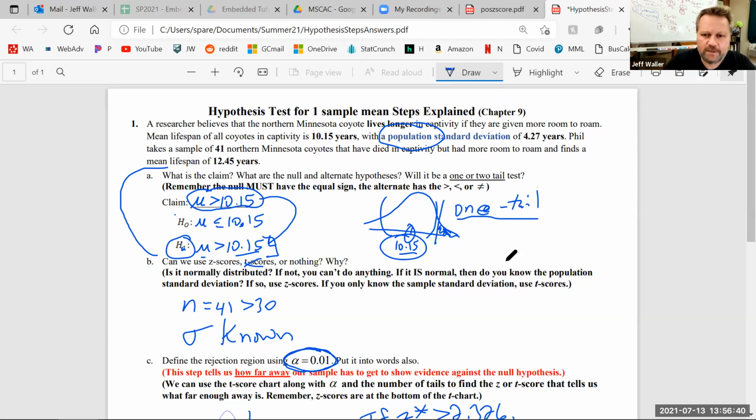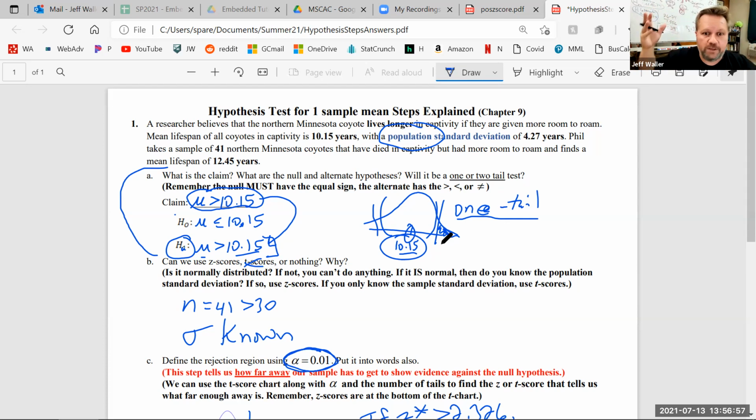Does that make sense? If I find a sample down there, does that do anything for me? No, it doesn't show anything. It can only be up here. That's why it's a one-tailed test. And again, that's why the t-score chart is set up with 1 and 2 tails. You guys, does that kind of complete the loop there?